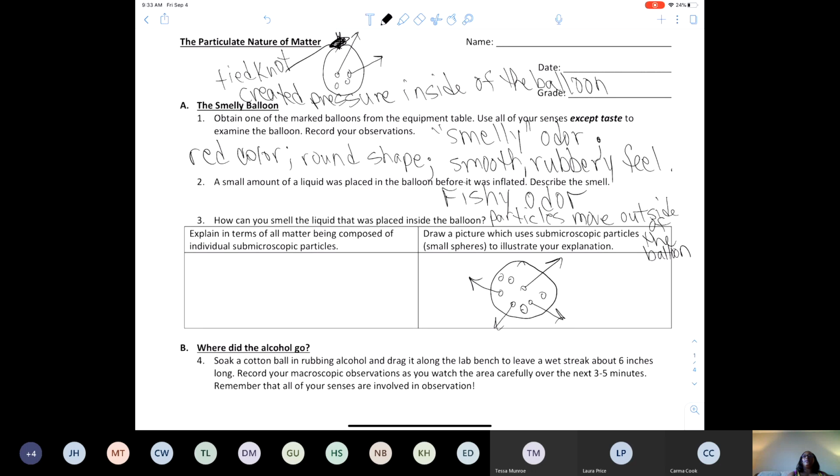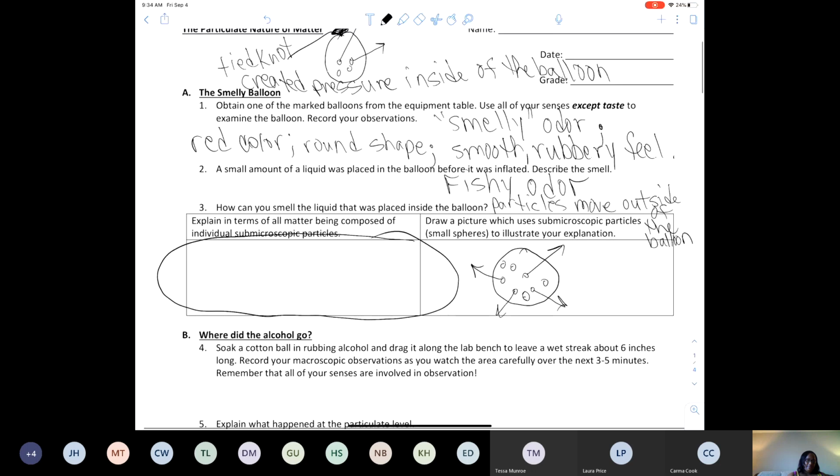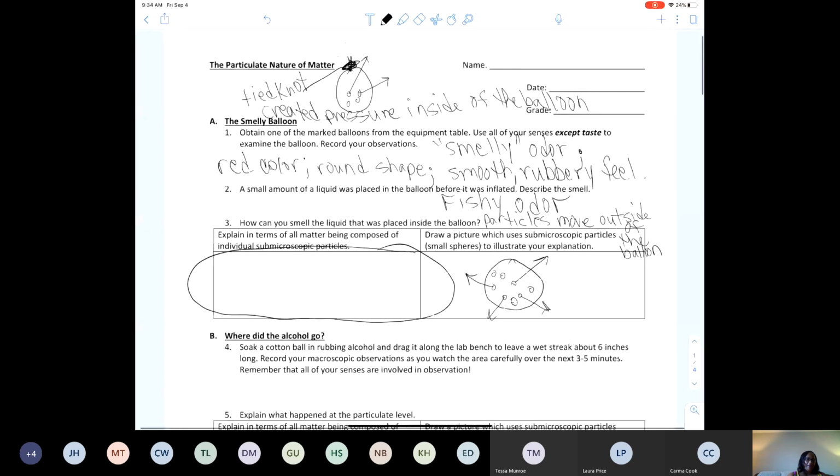So some of those liquid particles under pressure had been converted to a gas and therefore they have the kinetic energy to move from inside of the balloon to outside of the balloon, and therefore allow us to smell the smelly liquid. So with that discussion, I want you to complete that explanation. Any questions about part A?